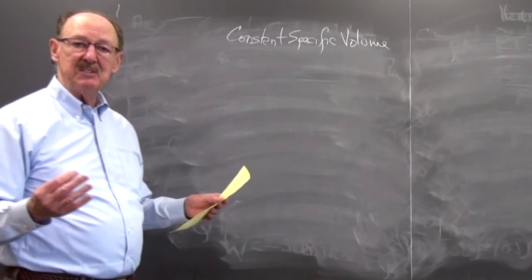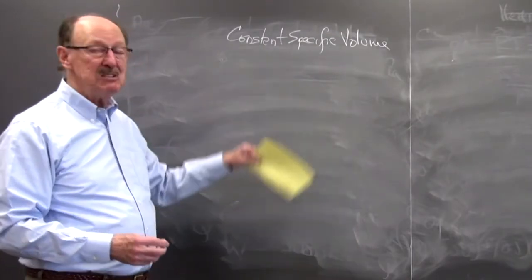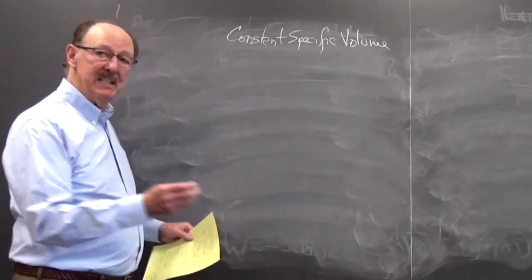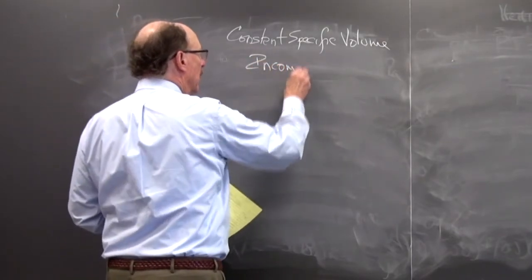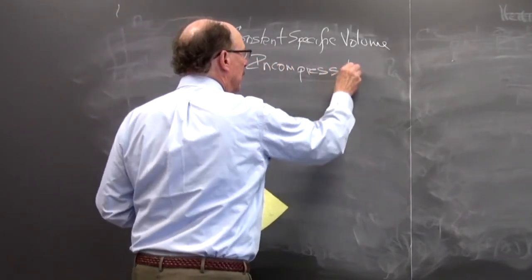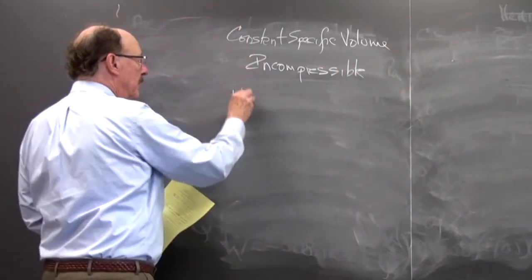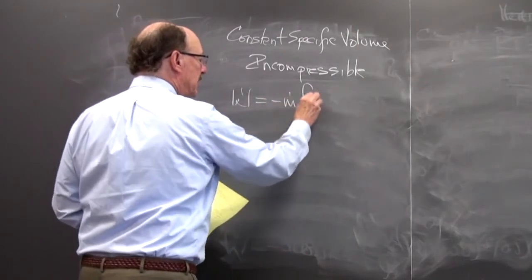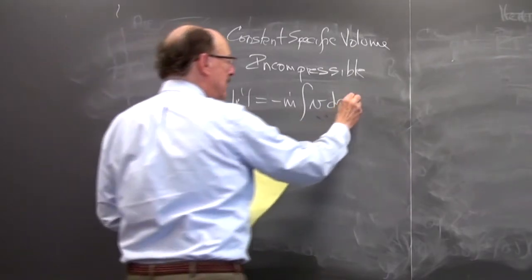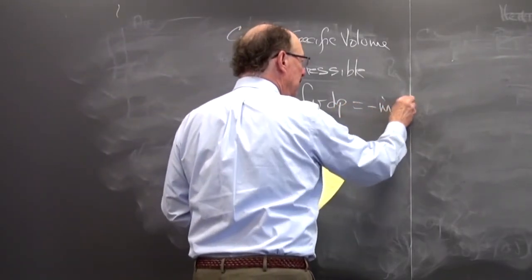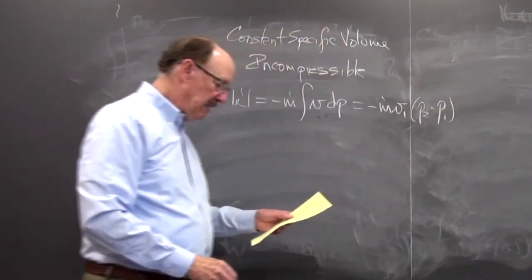Constant volume makes no sense in an open system. But constant specific volume does make sense, and what this means is that the fluid is incompressible. If I look at the power term, the work is equal to minus m dot times the integral of VdP, and if the specific volume is constant, it comes out, and I have minus m dot V1 times (P2 minus P1). And so I can apply this.